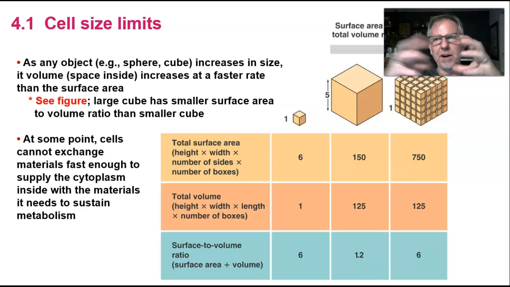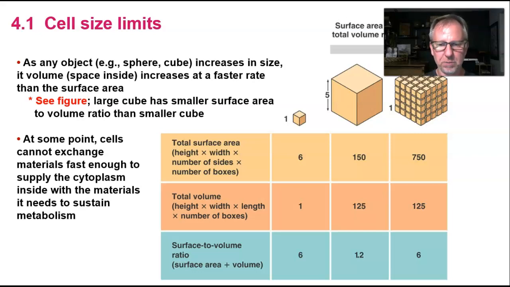They just can't move stuff in and out fast enough for the cell to still maintain itself as a living thing. So it has to be forced to be small to maintain that surface area to volume ratio. That's why cells are small.